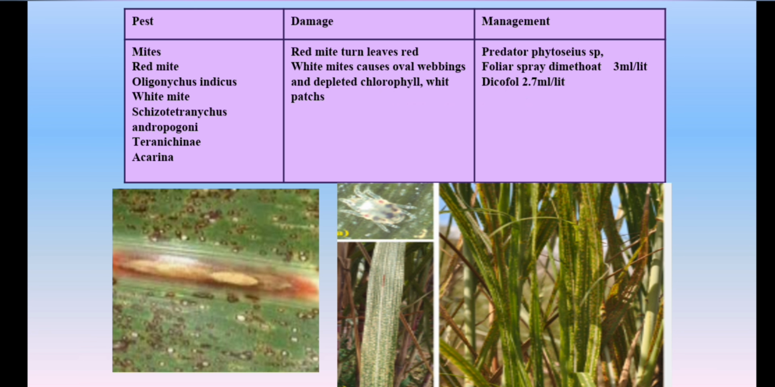And management: you can release the predator Phytoseius species, or foliar spray with dimethoate 3 ml per liter or dicofol 2.7 ml per liter. So with this, we have completed all the important pests of sugarcane. I hope you understand, and if you have any doubts, please comment in the comment section.